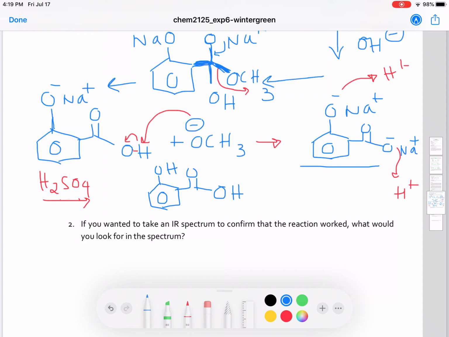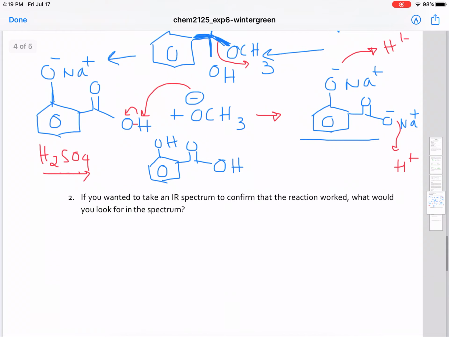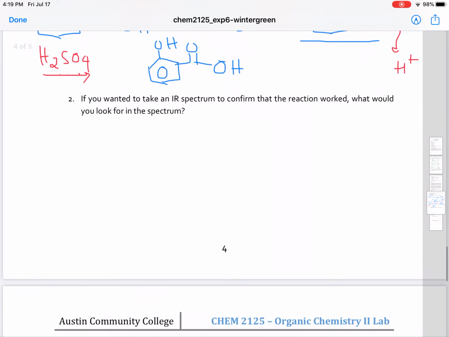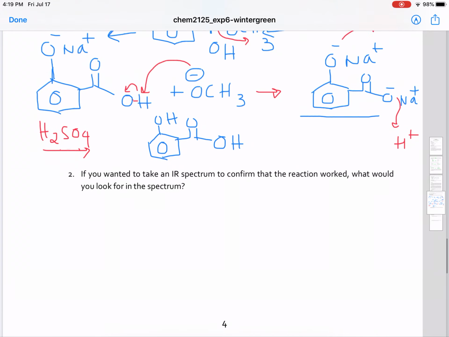And then the next problem: if you wanted to take an IR spectrum to confirm that the reaction worked, what would you look for in the spectrum?